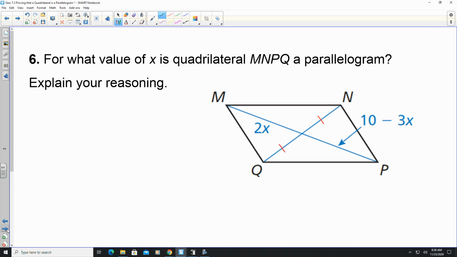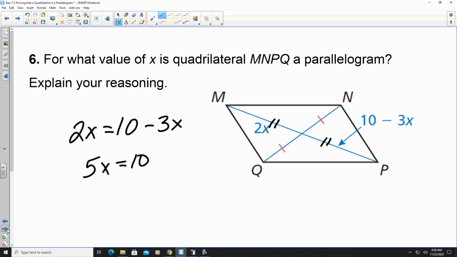So here it says, for what value of x is quadrilateral MNPQ a parallelogram? Well, it needs to bisect, so this distance must be the same as that distance. So 2x must be equal to 10 minus 3x. Add 3x to both sides, so I get 5x equals 10. Divide everything by 5. X is 2.